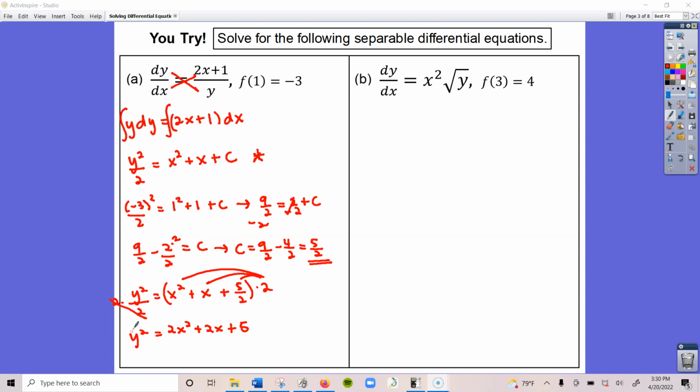Our final step now would be to square root both sides, again keeping in mind that the answer could be plus or minus. So I'm going to check my initial condition. We see that the initial condition for the y is negative. So that means that my particular solution is going to be negative square root of 2x squared plus 2x plus 5.